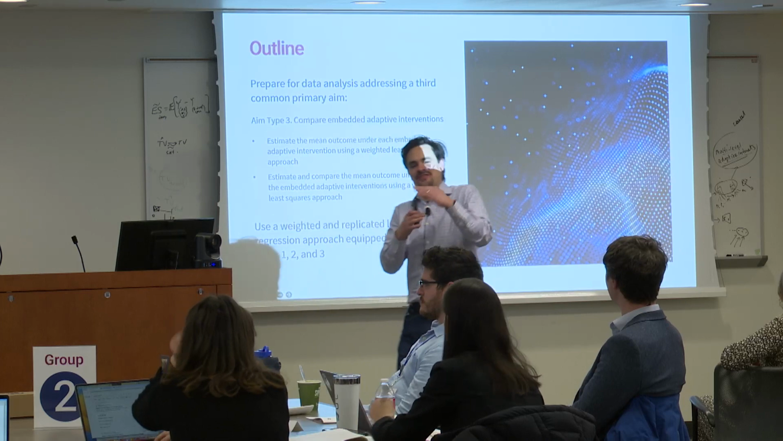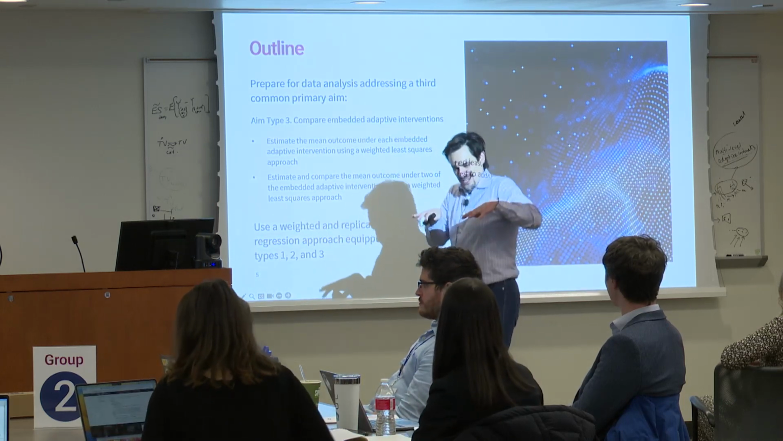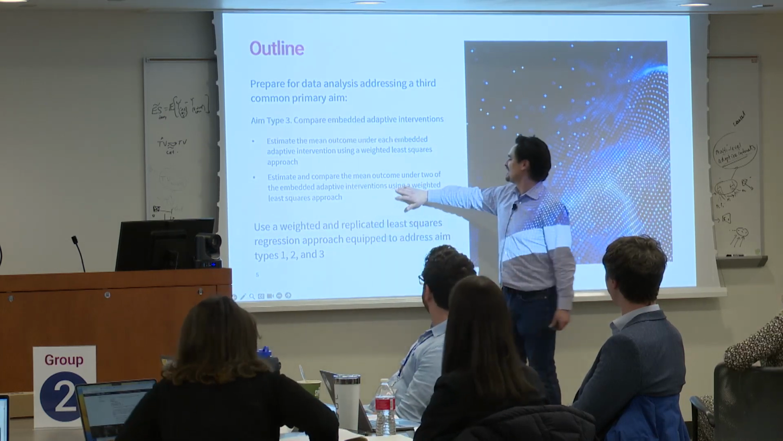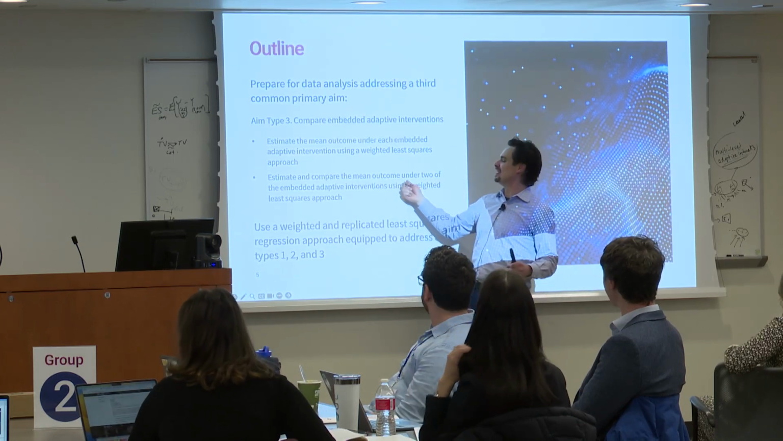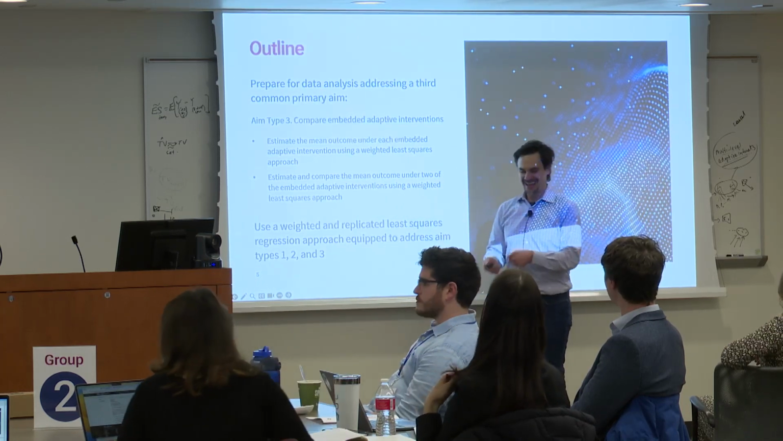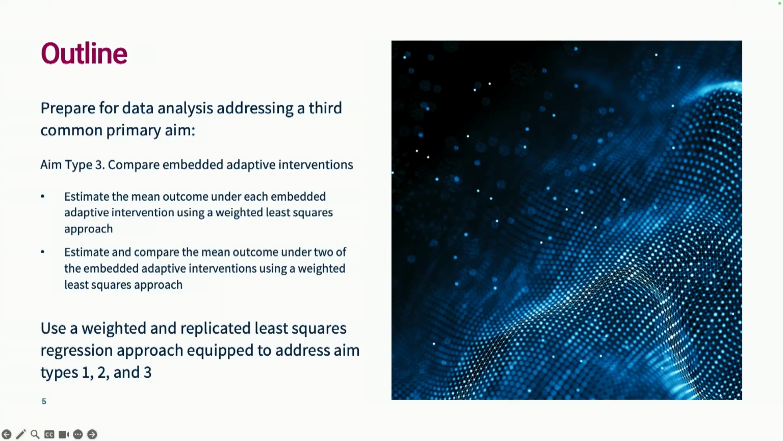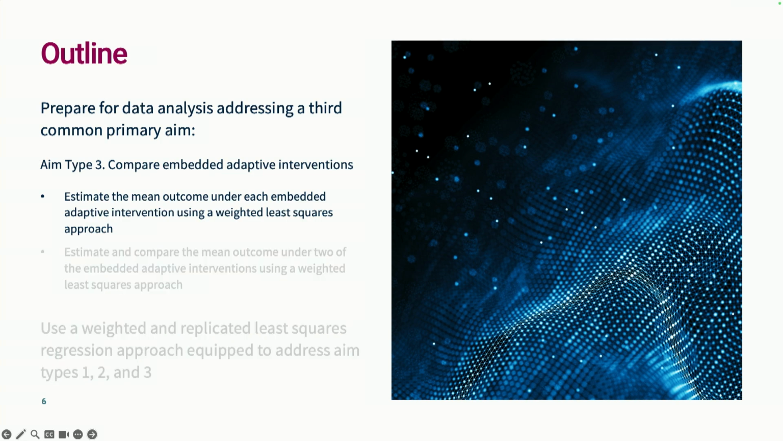And then we're going to shift. That's the stairs that you're going to stand on. And when you get here, we're then going to move to estimate and compare the mean outcome under 2 of the embedded adaptive interventions. Effectively, where we're headed is, first we're going to show you how to get the mean school performance under one of them, and then we're going to show you how to do it all in one fell swoop. It's kind of cool, actually. You're going to love it.